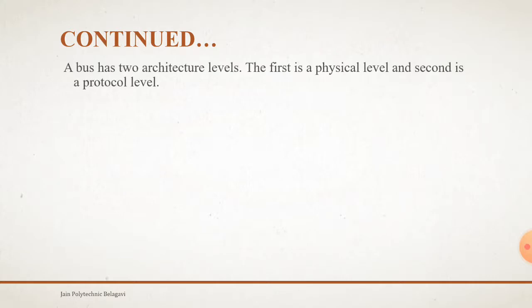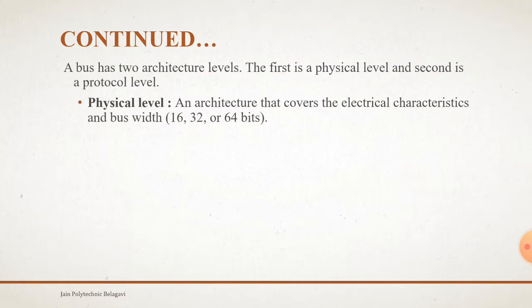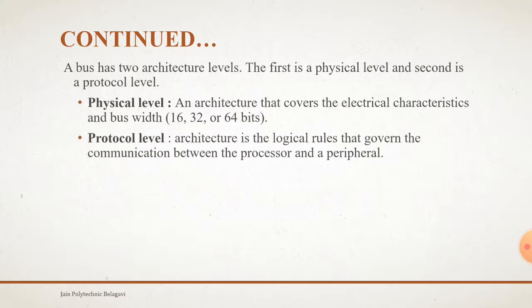The bus has two architecture levels. The first is the physical level and the second is the protocol level. Physical level is an architecture that covers the electrical characteristics, which include a bus width of 16, 32 or 64 bits. Another is the protocol level. Protocol level architecture is the logical rules that govern the communication between processor and peripheral.